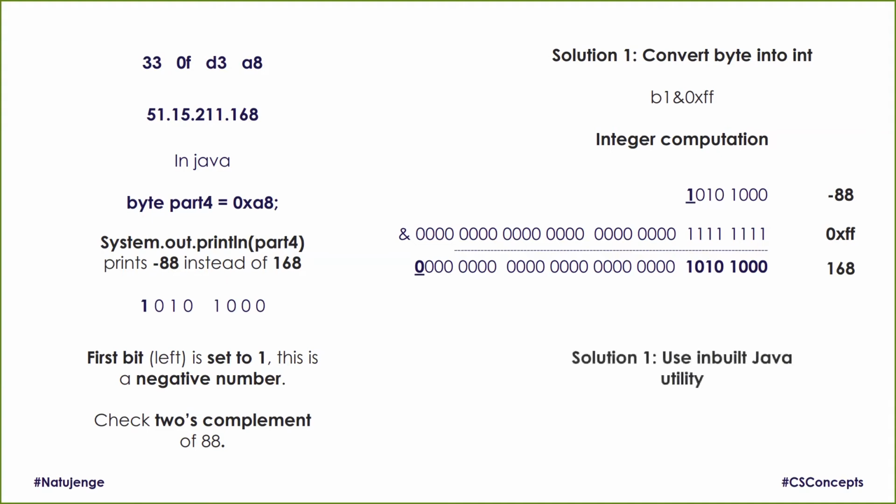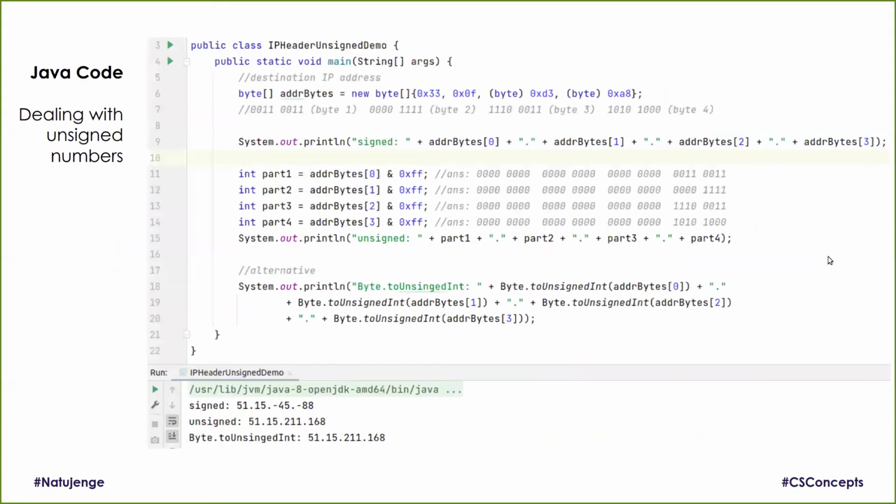So there is also a second option. This is solution 2. Apologies for calling it solution 1. Java has an inbuilt function, so you don't need to do the bitwise operations. You can actually call Byte.toUnsignedInt and pass the byte, and it is going to return an integer. In this case, it will be 168. So let's look at these in code.